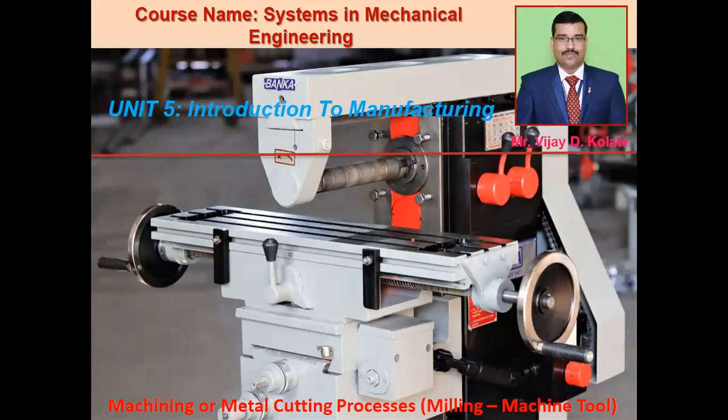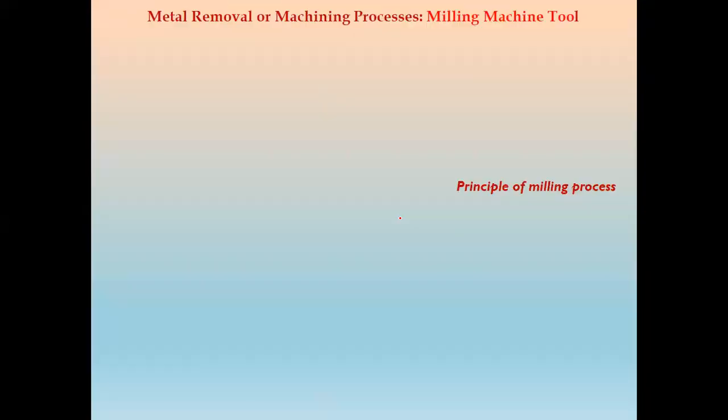Hello students. In this video, we are going to see the next machine tool that is used for machining or metal cutting process, that is the milling machine. This is the topic in the introduction to manufacturing. We'll see the milling machine, the specification of milling machine, types of milling machine, and the basic elements or basic parts of milling machine. So let us start with the first one.